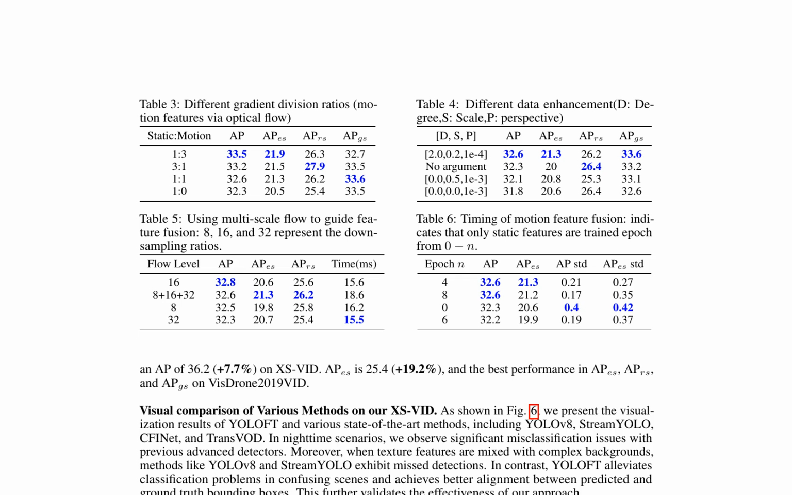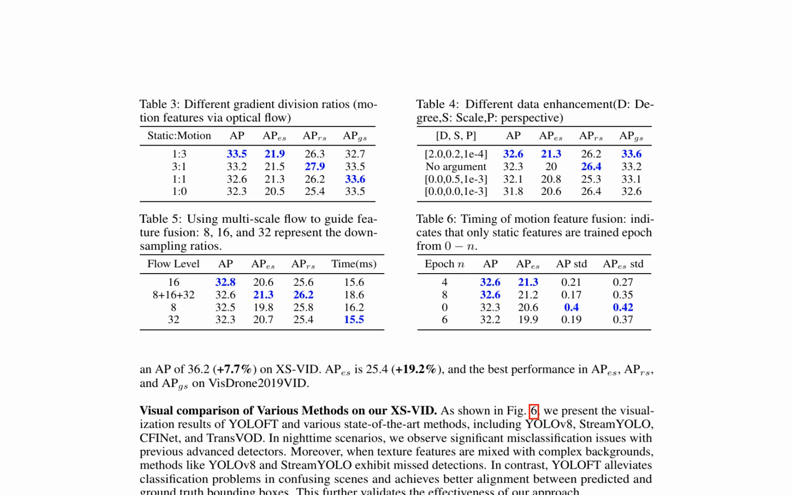The paper presents a comprehensive analysis of the YOLOFT model's performance in detecting small objects with severe texture degradation in video sequences. It delves into various design considerations and ablation experiments to identify key factors that impact detection accuracy.